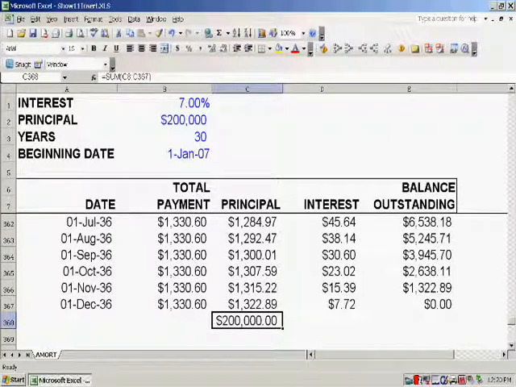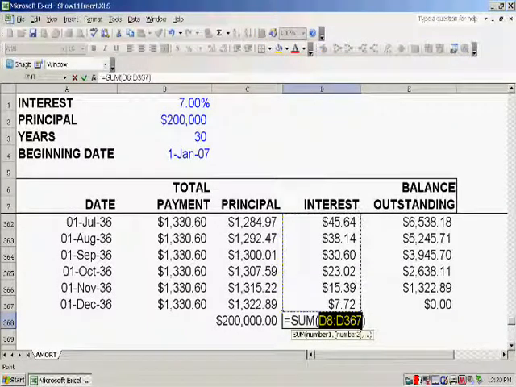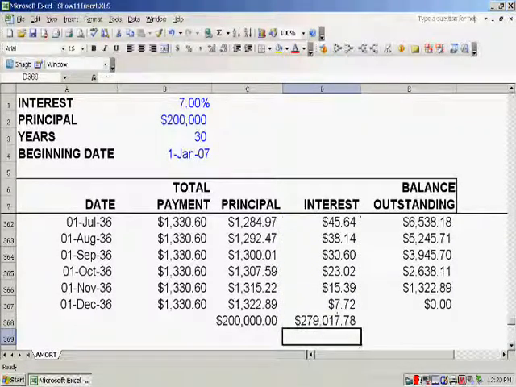You're not surprised at that, but I'm afraid I have some bad news for you. What you may be surprised at, if we do the same thing to the interest column, let's do a summation of that. You're not going to like this. Do you know over the 30 years that you've paid $279,000 just in interest so that you could own that home?